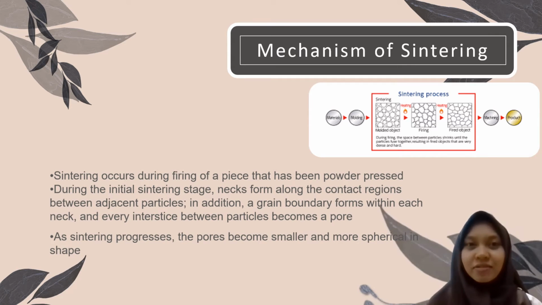Mechanism of sintering. Sintering occurs during firing of a piece that has been powder pressed. During the initial sintering stage, necks form along the contact region between adjacent particles. In addition, a grain boundary forms within each neck, and every interstice between particles becomes a pore. As sintering progresses, the pores become smaller and more spherical in shape.